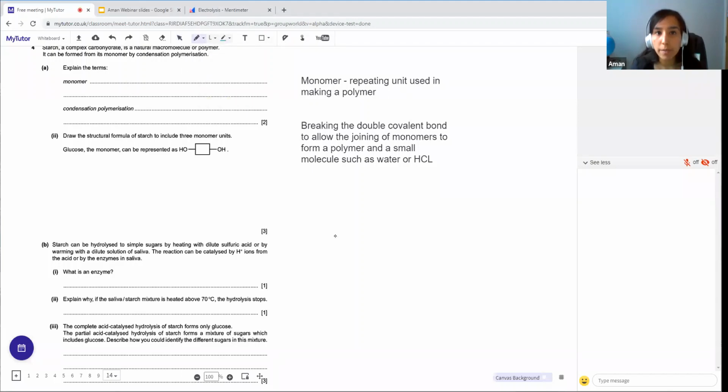Any ideas? Okay, so when we join these together, we're not just going to draw out 3 different monomers. Yep, so someone said an O bond, good. Does anyone remember what that O bond is called? You're right, there is an O bond there. What's it called? And someone said square brackets, excellent.